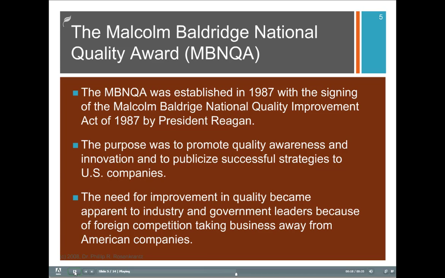There was a need to improve quality because of competition, and in the 80s the competition had really come to a head. And so American industry leaders and government leaders worked together to create the Malcolm Baldrige National Quality Award.